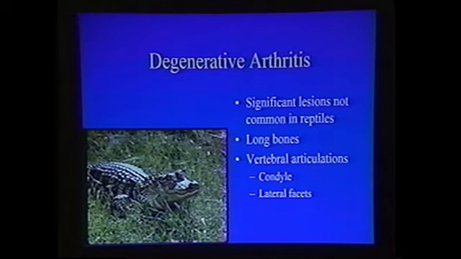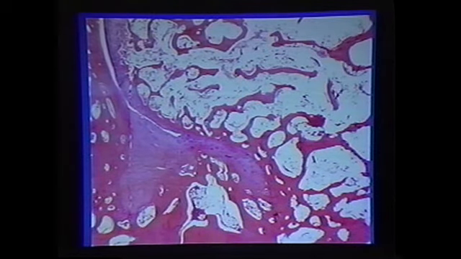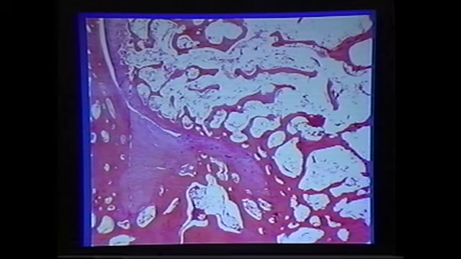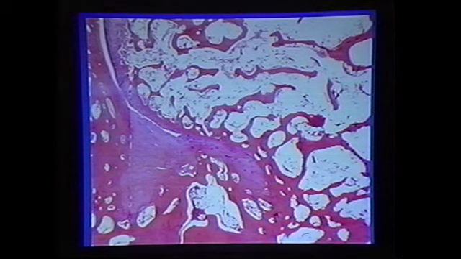Degenerative arthritis is seen occasionally, usually in the large reptiles such as crocodilians and the giant tortoises. It predominantly involves the long bones and occasionally the vertebral articulations, especially the condylar joints. Here's a condylar joint from the vertebra of an alligator showing some degenerative changes in the cartilage and also some proliferative bone changes and subsequent spondylosis.